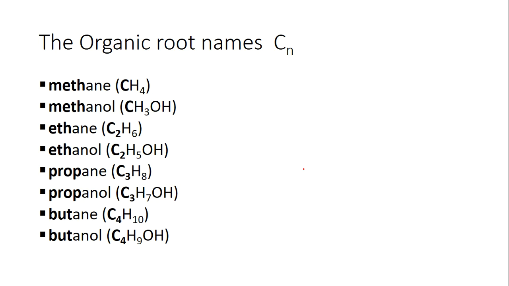Okay, and then the last thing we talked about is that the roots of carbon chains are very helpful in establishing how many carbons people are trying to talk about. So meth means that there's one carbon. Eth means that there's two carbons. Prop would mean that there are three carbons.